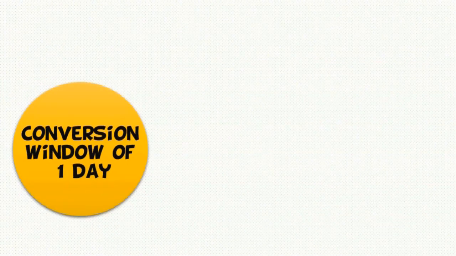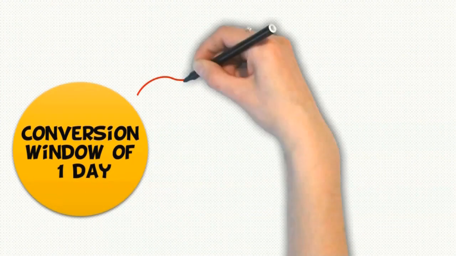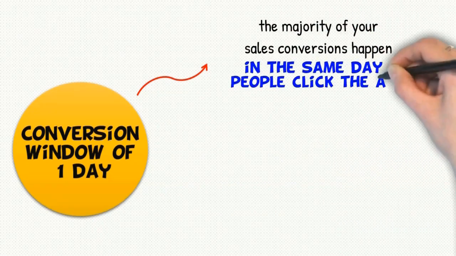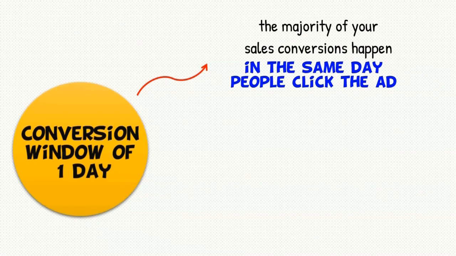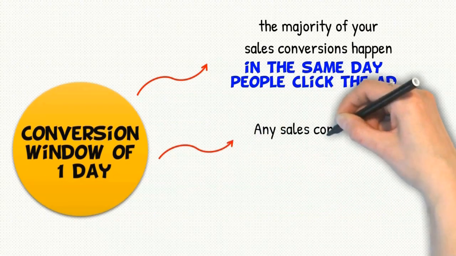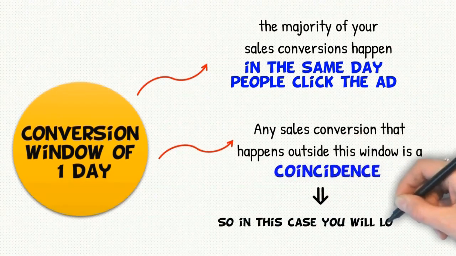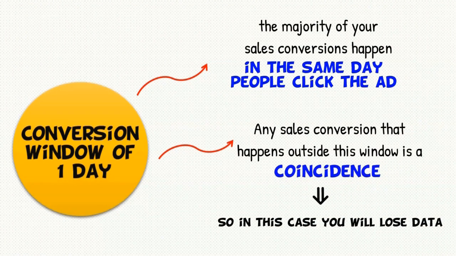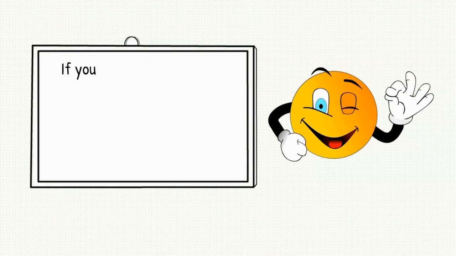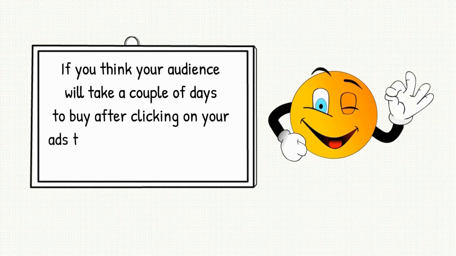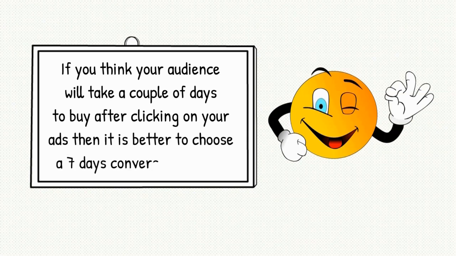By telling Facebook to consider a one-day conversion window, you are telling Facebook that the majority of your sales conversions happen on the same day people click on the ad. And any sales conversion that happens outside this window is just a coincidence. So in this case, you will lose data. That's why, if you think that your audience will take a couple of days to buy after clicking on your ads, then it's better to choose a 7-day conversion window.